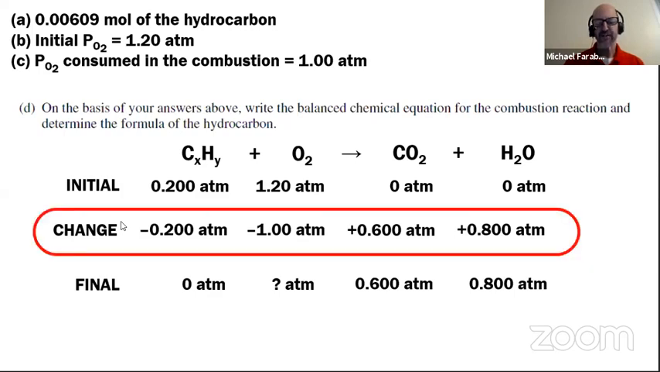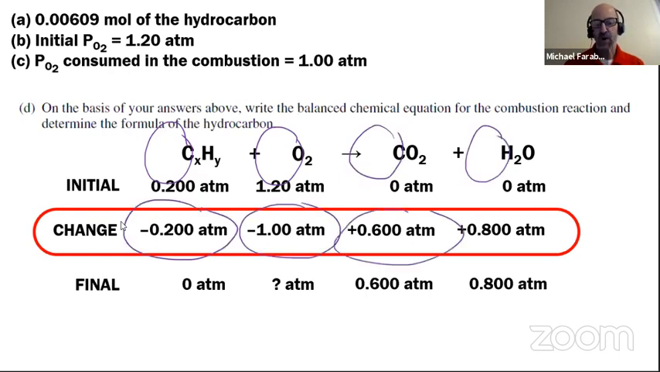Look at the change, because as you may recall, whenever we did ICE tables or RICE tables in Unit 7, the change, whether it's in terms of moles or pressure or concentration, has to always be in proportion to the coefficients. So whatever these coefficients are in our balanced chemical equation, they must be proportional to the change in our RICE table, or in this case, the change in pressure.